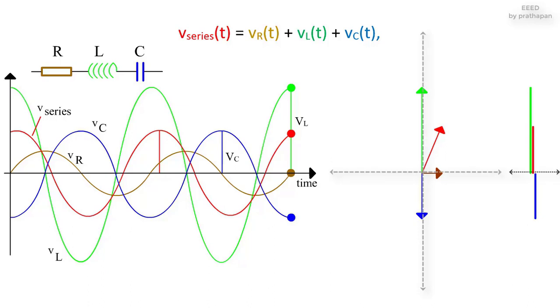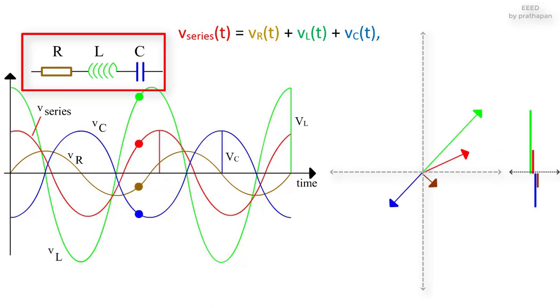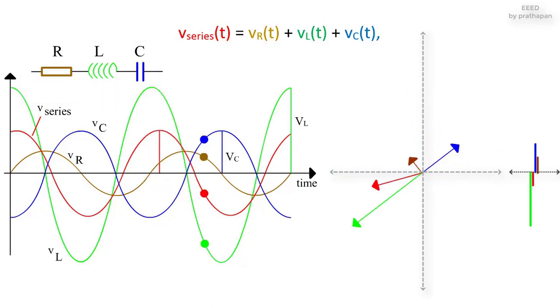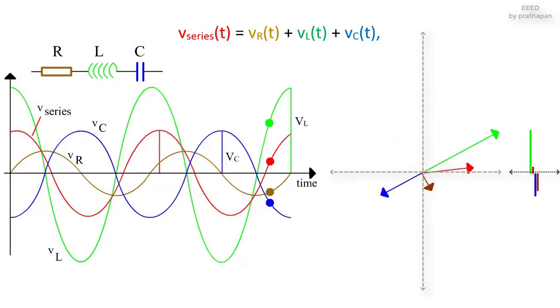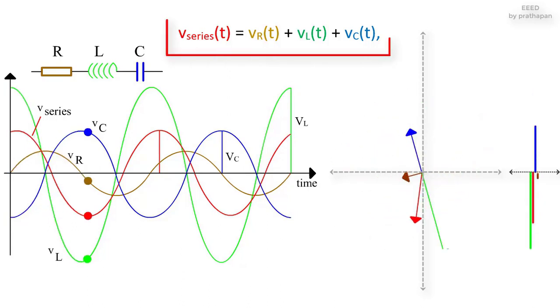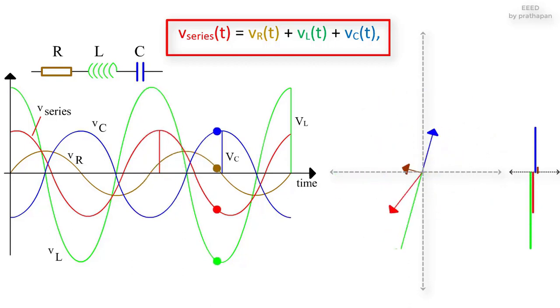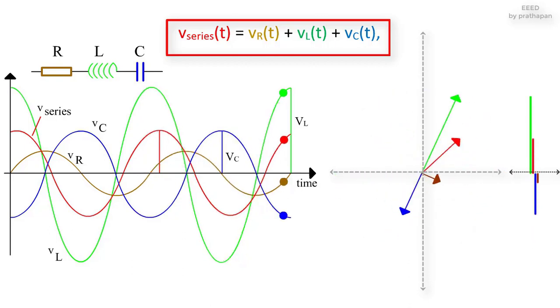RLC series combinations. Now let's put a resistor, capacitor, and inductor in series. At any given time, the voltage across the three components in series, V_series(t), is the sum of these. V_series(t) equals V_R(t) plus V_L(t) plus V_C(t).